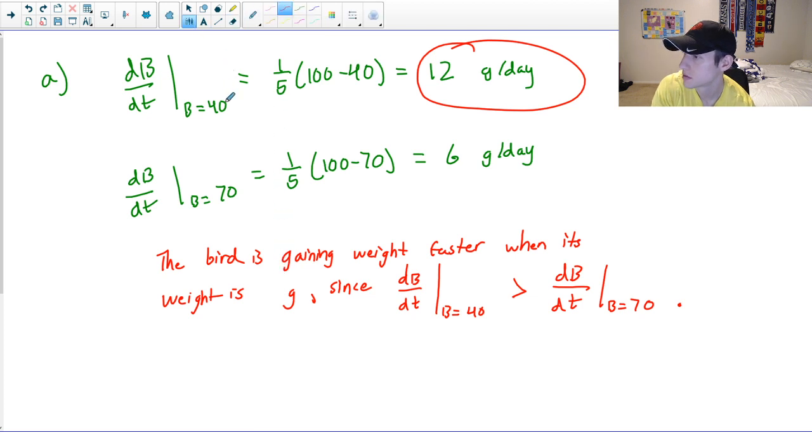40. Thank you. Yeah, should be 40 grams, not 70. Wouldn't it be when its weight is 40? Yeah. Screwed up. I'm sorry.